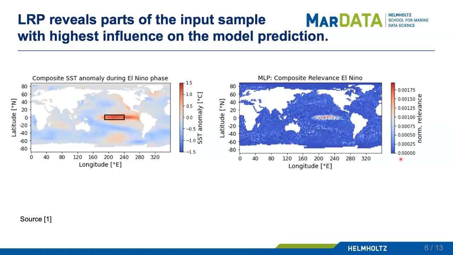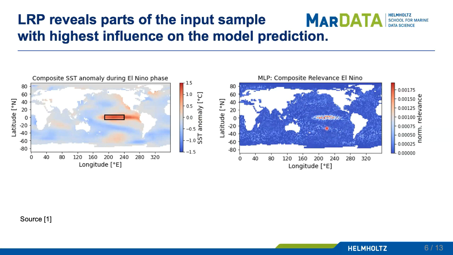So here are the results. The mean relevance map is shown here on the right-hand side, averaged over all El Niño samples. On the left-hand side, we have the sea surface temperature anomaly, also averaged over all El Niño samples. First of all, the total relevance is normalized to 1. And then we find the highest relevance in this tropical Pacific area. So the model, the multilayer perceptron, puts its focus on this region to discriminate El Niño from La Niña samples, which appears to be reasonable because I, as a human, would also do the same for this simple classification task.